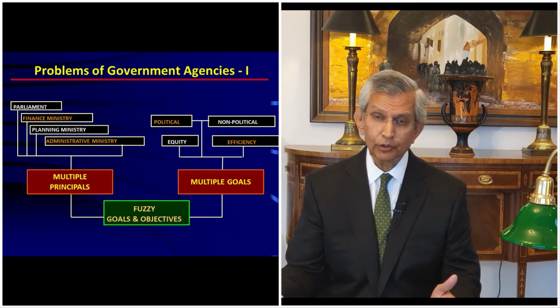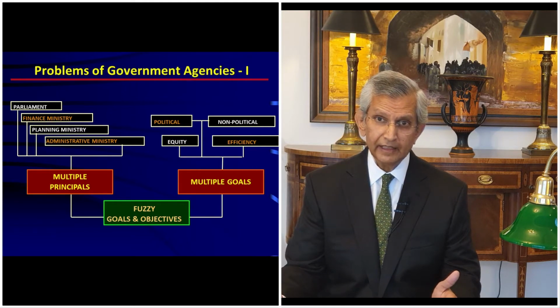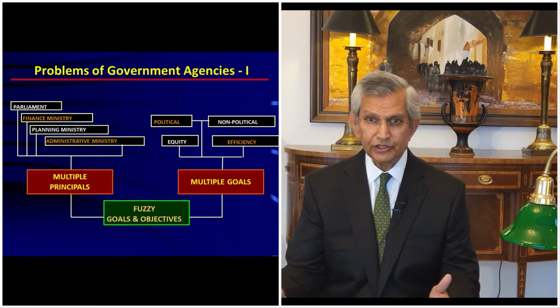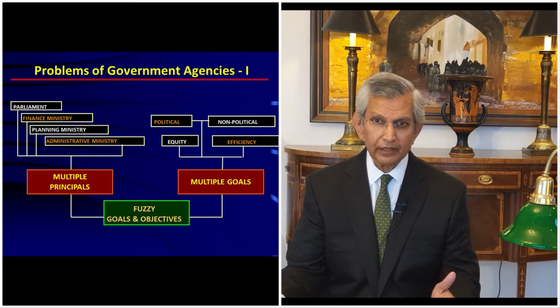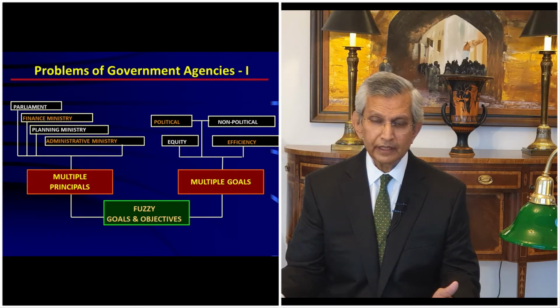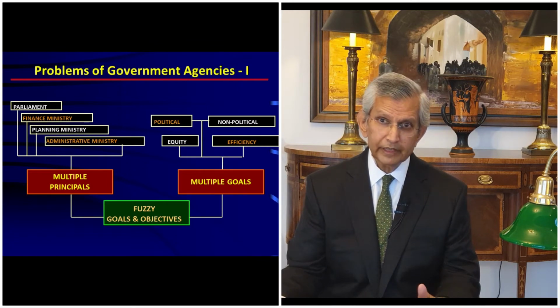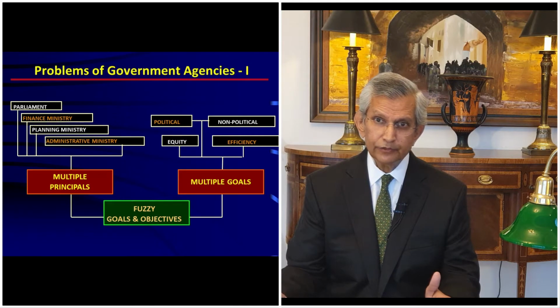You can't have it all. You can't have both efficiency and equity in most cases. Therefore, people running the government do not know what race they are running. If they jump too high, they are told, look, this is not a high jump, this is a broad jump. If they run too fast, they're told, look, this is not a dash, it's a marathon. So whatever they do, there is some backseat driver who seems to be thinking differently.